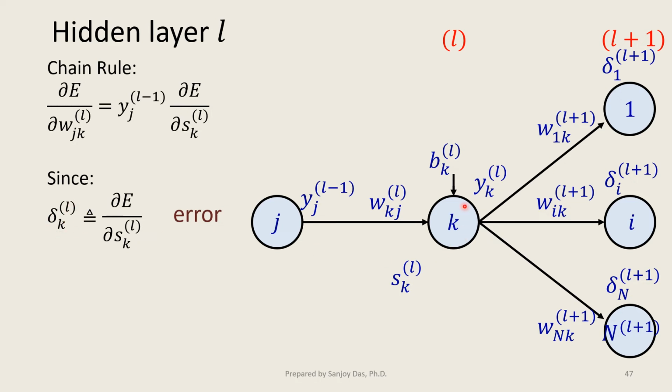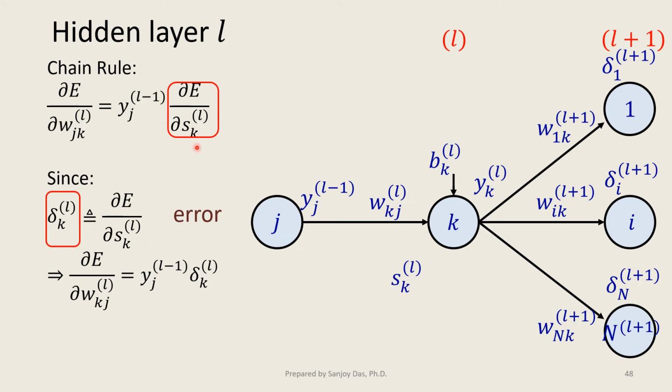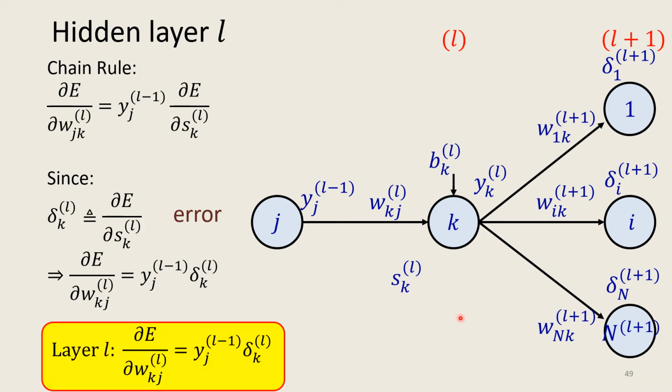Now, delta, the error of this neuron, is by definition equal to the derivative of the loss with respect to the net input of the neuron. Whence, from this expression, if we replace partial E over partial s_k with delta, we get this expression here. So now we have an expression for the derivative of the loss with respect to w in terms of y, which can be computed, and delta. So what's remaining is to find an expression for this delta.